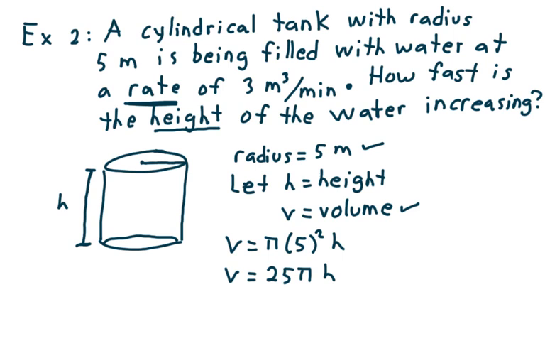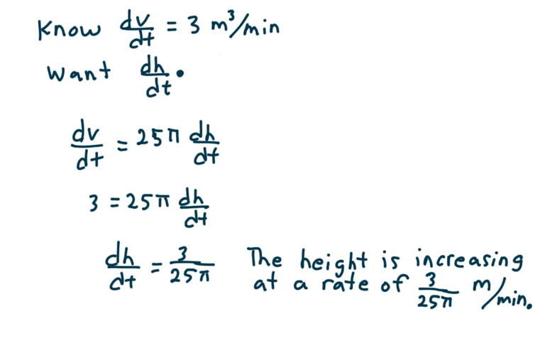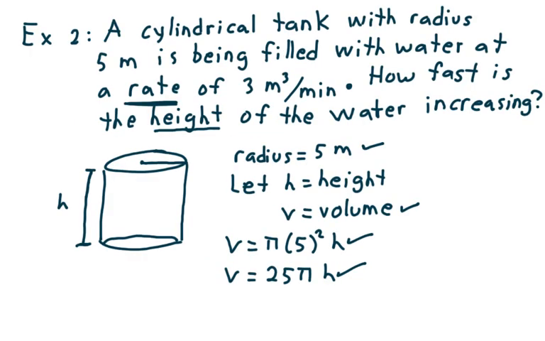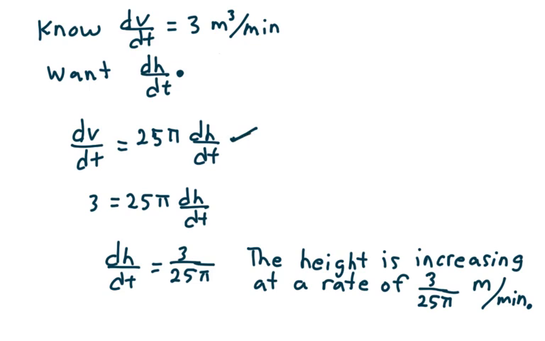So the volume is the area of the base times the height. So it's pi times 5 squared times h. So V is 25 pi h. Differentiate both sides with respect to t. Well, here we get dV/dt is 25 pi dh/dt. So that's what I did over here. I differentiated this equation with respect to t, and that's where this came from.